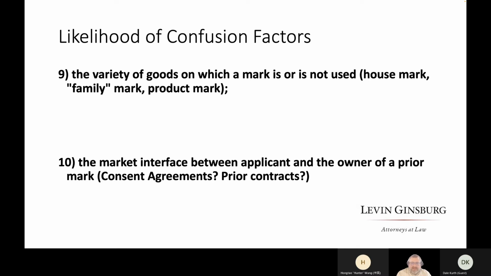Next, we look at the variety of goods in which a mark is or is not used. Is it a house mark, such as a major brand, a family mark, if there's a series of products that incorporate part of it, or is it just a one-off product? And then the next factor they looked at is the market interface between the applicant and the owner of the prior mark. Is there a consent agreement? Is there a prior contract? And again, one of the cases we'll be talking about today has significant interactions between the two entities before any allegations were made of confusion.